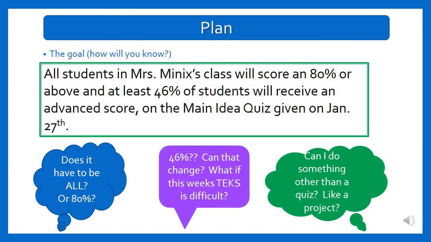The second portion is the goal. How will you know if they learned the standard? So this can be something that is non-negotiable. You can create your goal before your kids ever walk in the door. So here's the goal for my classroom. All students in Miss Minix's class will score an 80 or above. And at least 40%, 46% of the students will receive an advanced score.